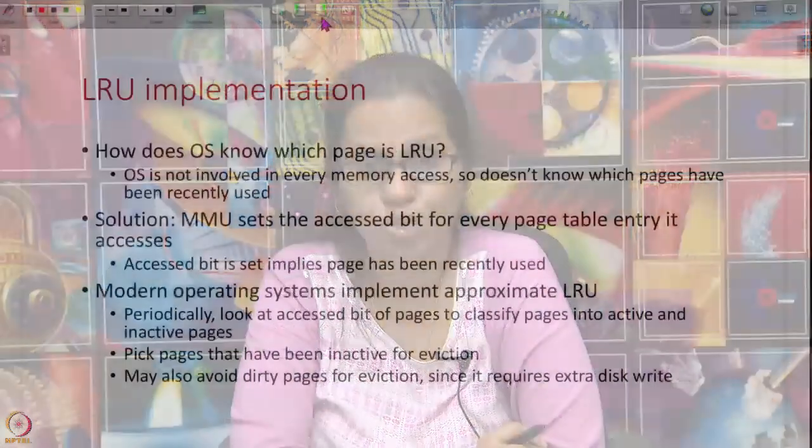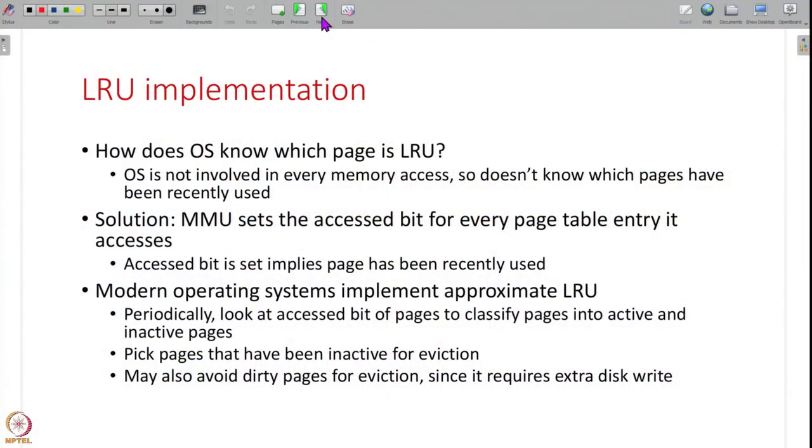Note that the OS is not informed every time there is a memory access, right? The MMU is translating the addresses, the CPU is accessing the memory. The OS is not involved. So how does the OS know which page is LRU? The OS is not putting a timestamp on every page whenever it is being accessed, right? So the OS has to make this difficult decision of finding the least recently used page, and there is no easy way to do it.